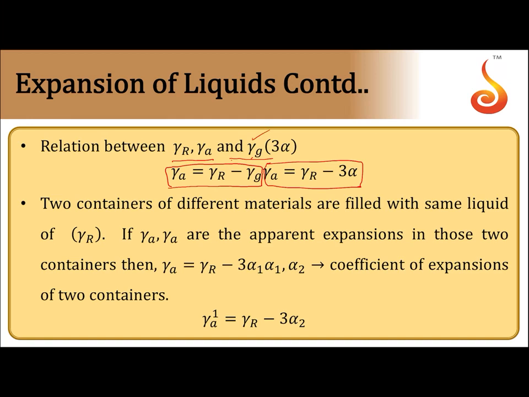Two containers of different materials are filled with same liquid of gamma r. If gamma A and gamma A dash are apparent expansion coefficients in those two containers, then gamma A is equal to gamma r minus 3 alpha 1, where alpha 1 and alpha 2 are coefficients of expansion of the two containers. So gamma A dash is equal to gamma r minus 3 alpha 2.